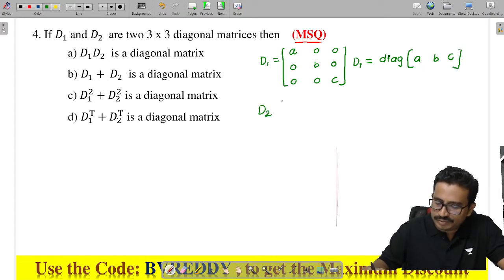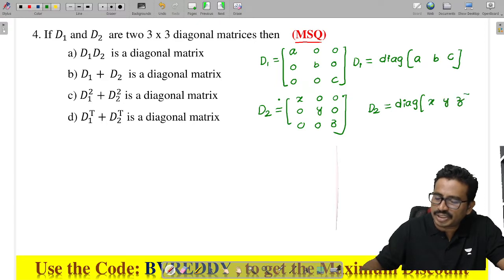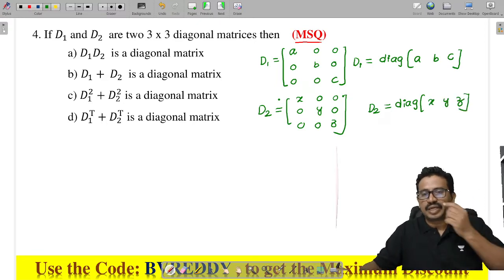And D2. Let us consider it to be of the form x, 0, 0, 0, y, 0, 0, 0, z. Consider the matrices like this. Now this D2 in short form, how can we write, you tell me? Diagonal matrix of x, y, z. These are the diagonal matrices.